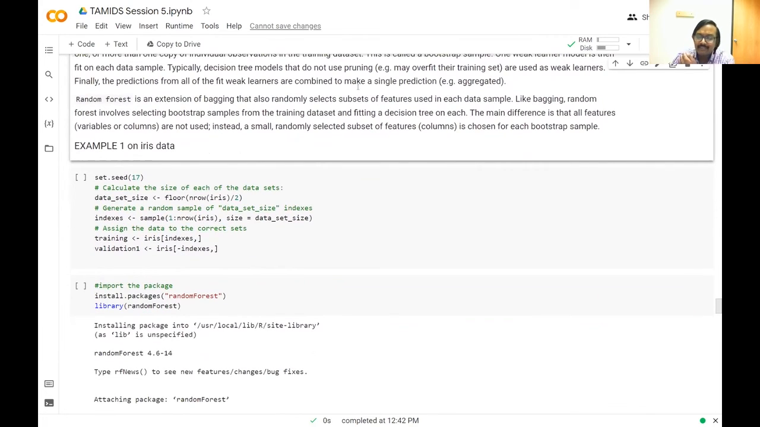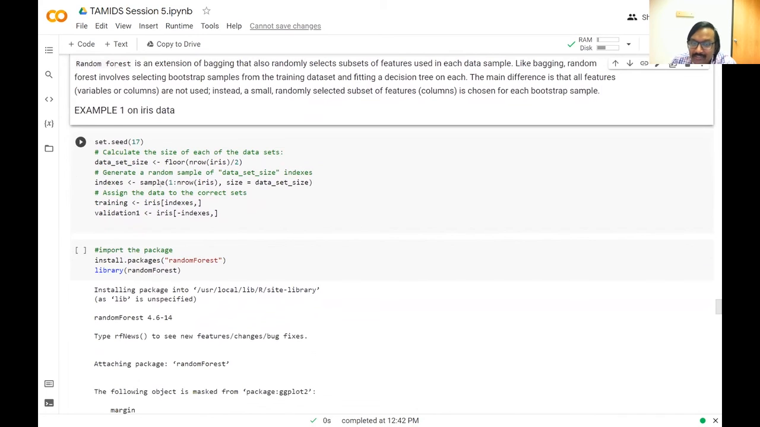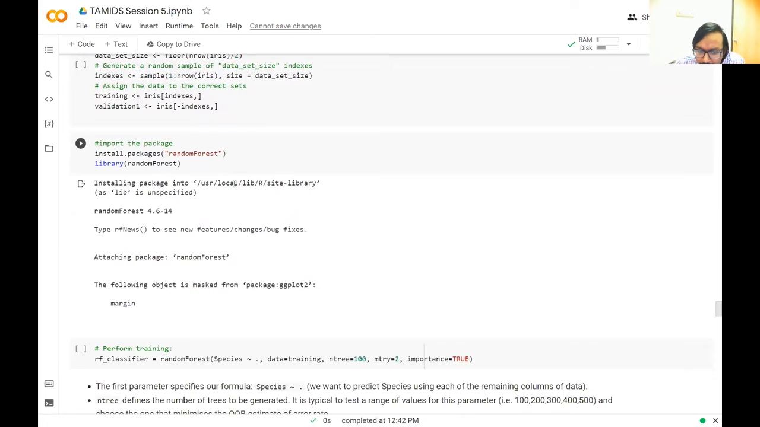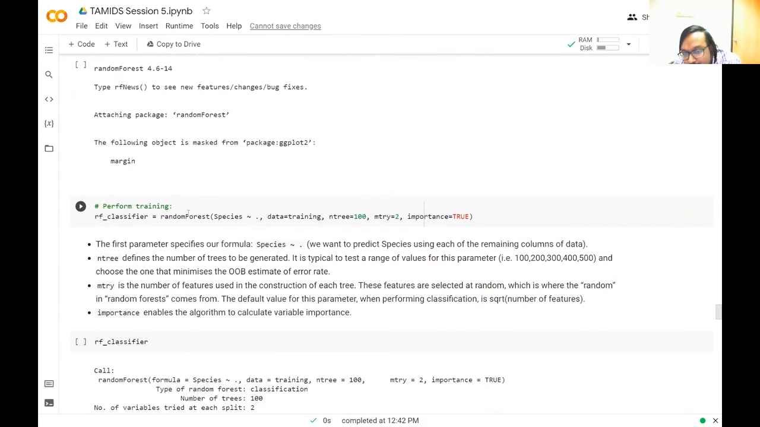So we once again use the iris data, and this time we use the sample function to split the data into training and testing. And we call the testing data the validation data. In order to implement random forest, we use the package randomForest, and the function is also named randomForest. The overall structure is very similar to the previous functions rpart, linear model and naive Bayes: we have Species, that means the response, tilde the predictors, and we use the training data.